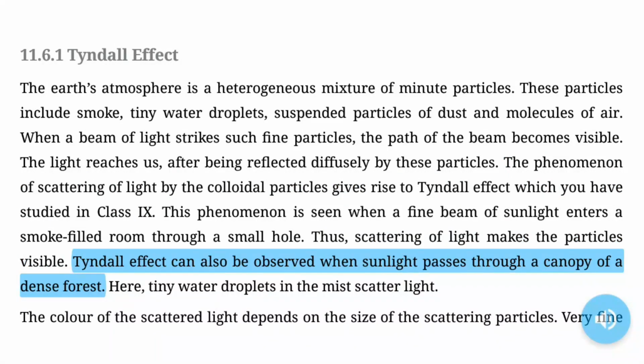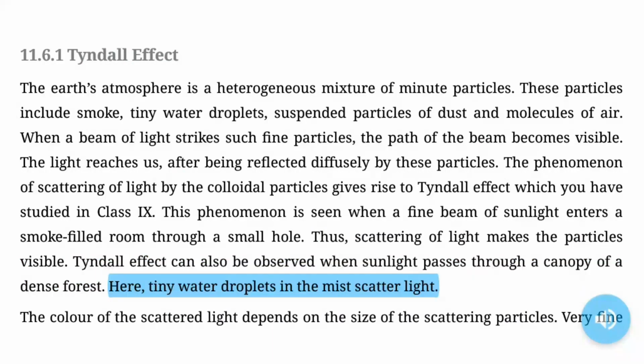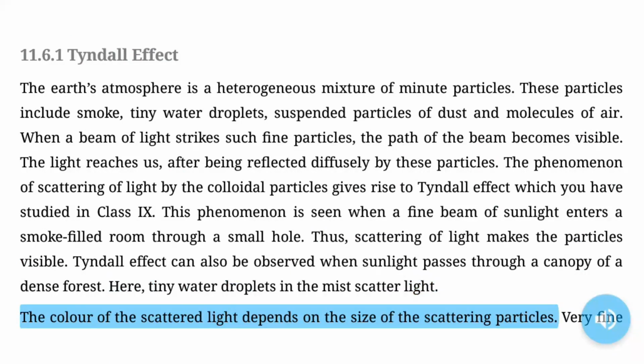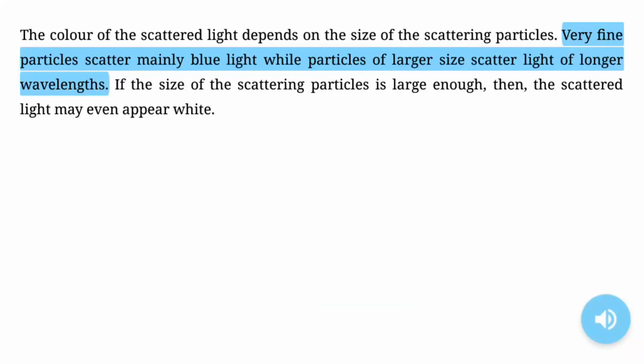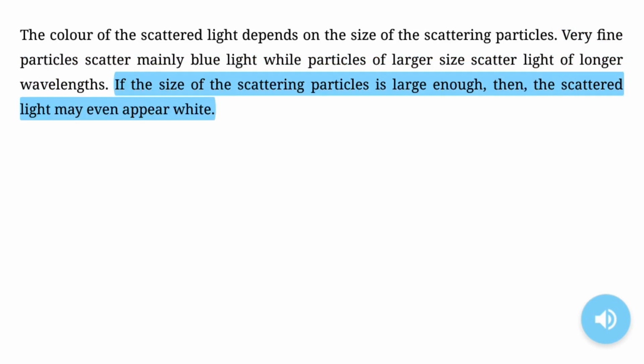Tyndall effect can also be observed when sunlight passes through a canopy of a dense forest. Here, tiny water droplets in the mist scatter light. The color of the scattered light depends on the size of the scattering particles. Very fine particles scatter mainly blue light while particles of larger size scatter light of longer wavelengths. If the size of the scattering particles is large enough, then the scattered light may even appear white.